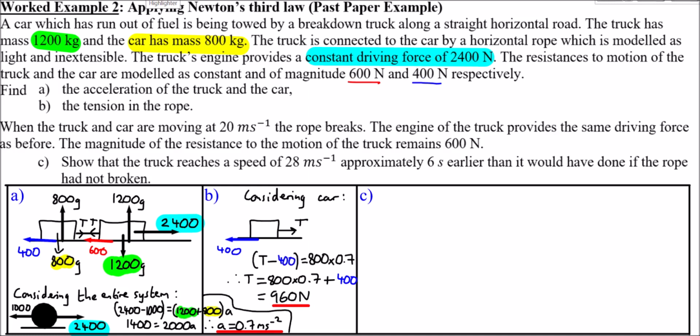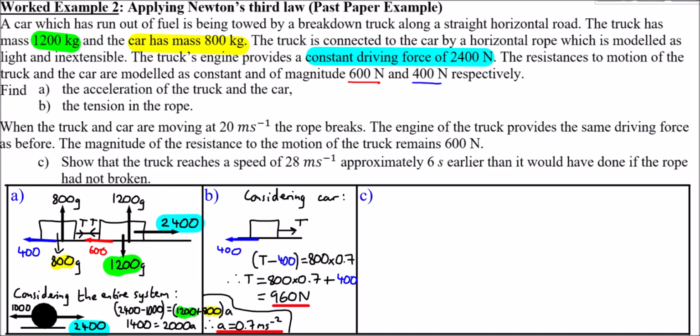It says, when the truck and car are moving at 20 meters per second, the rope breaks. Shock horror. The engine of the truck provides the same driving force, though, as before. The magnitude of the resistance to the motion of the truck remains a constant 600 newtons. What we have to do here is show that the truck reaches a speed of 28 meters per second about 6 seconds earlier than it would have done if the rope hadn't broken.